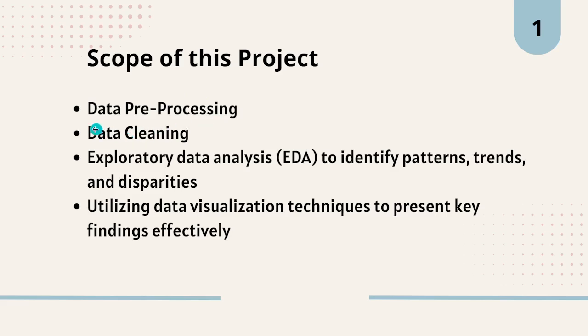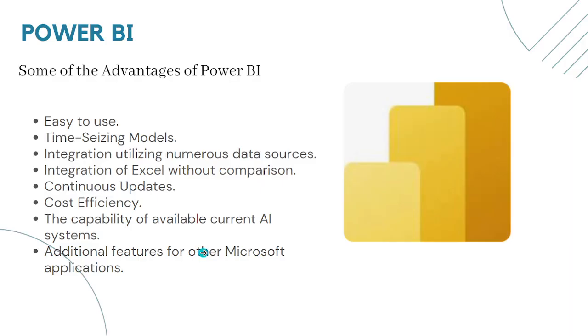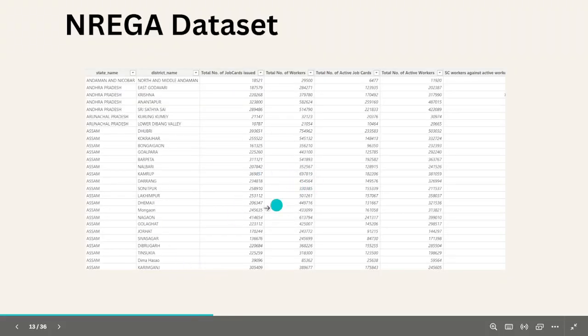The scope of this project is data pre-processing, data cleaning, and exploratory data analysis to identify patterns and trends, utilizing data visualization techniques to represent key findings effectively. Here we are using Power BI as the data analysis tool. Some of the advantages of Power BI are that it is easy to use, has time series models, integration with numerous data sources, integration of Excel, continuous updates, cost efficiency, the capability of current AI systems, and additional features for other Microsoft applications. This is the dataset we have.